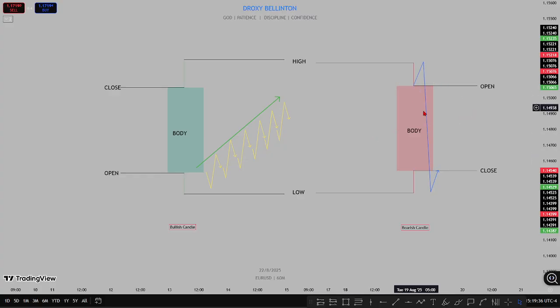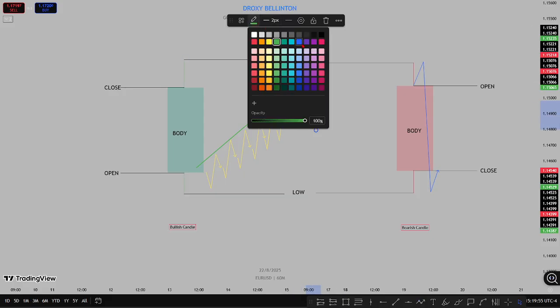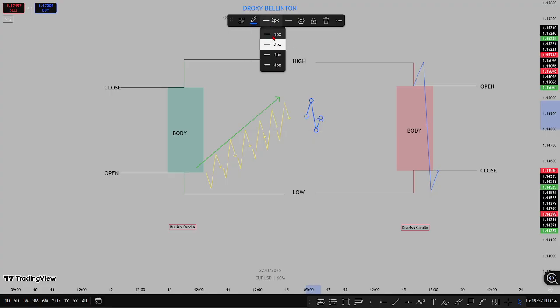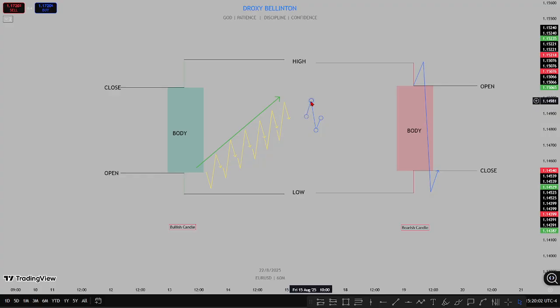Let's do the same for the bearish candle. What did we say about the bearish candle? They open at the open, then they go to the high, then they come down to the low, then they close. If I'm doing this one in blue, I'll do it like this. So this one too: open, high, low, then close.